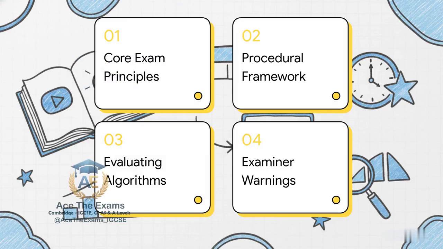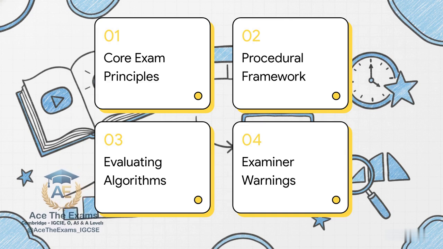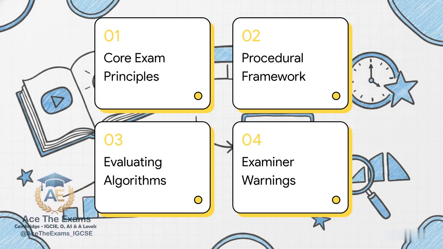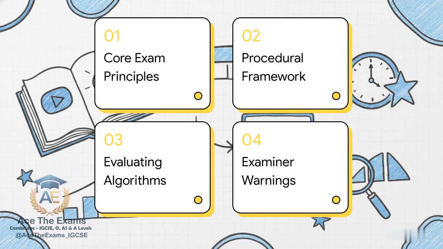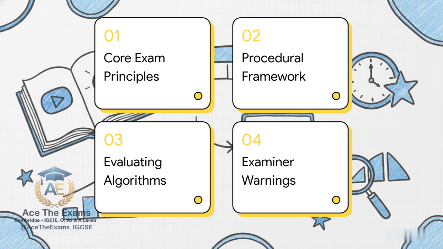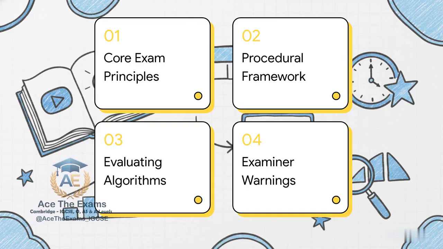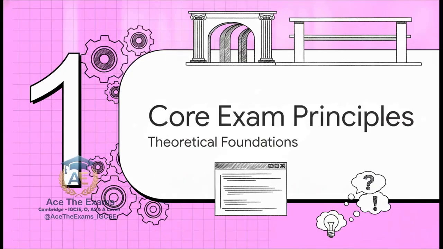To get us to that master architect level, we have a very clear, structured roadmap for today's explainer. In Section 1, we'll cover the core exam principles, the underlying psychology of what the examiner actually wants from you. In Section 2, we're going to break down the procedural framework, giving you a repeatable system. Section 3 is all about evaluating algorithm quality, which is where the top-tier marks hide. And finally, Section 4 will cover critical examiner warnings pulled directly from Cambridge's own post-exam reports. Let's move right into Section 1.